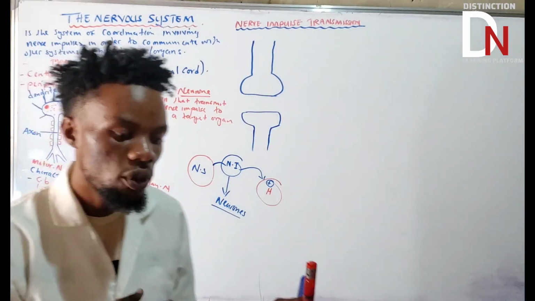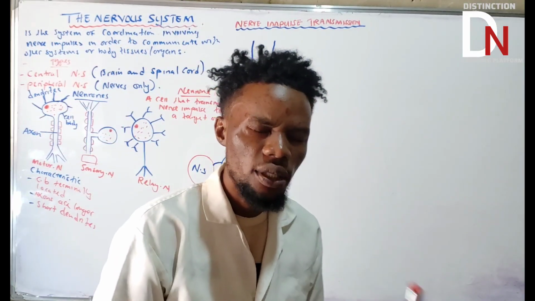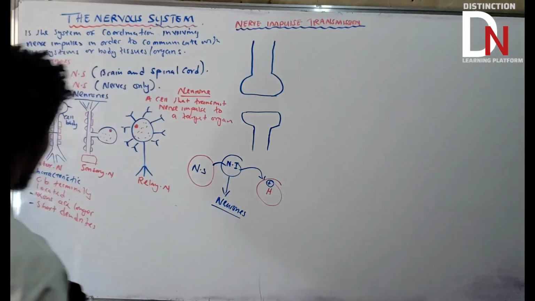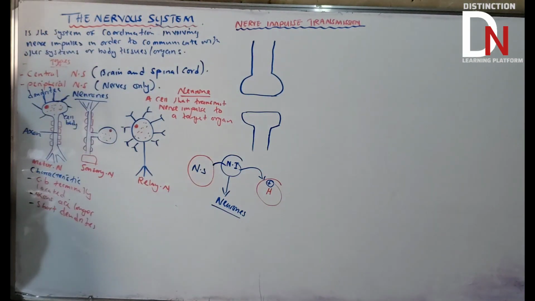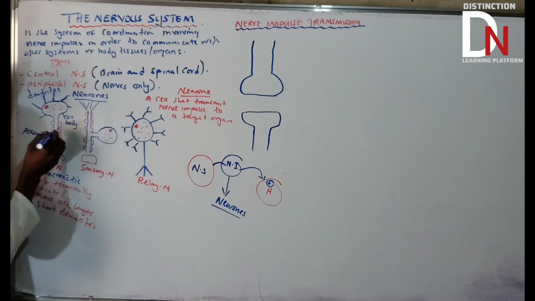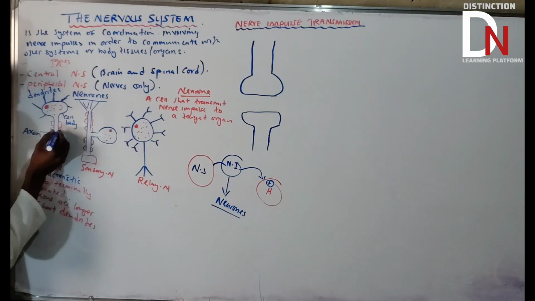So we'll talk about the three main characteristics that can help you to understand that this is a motor neuron, this is a relay neuron, this is a sensory neuron. Three important parts. Then before we go to this one, we need to talk about another important part. This part in red.